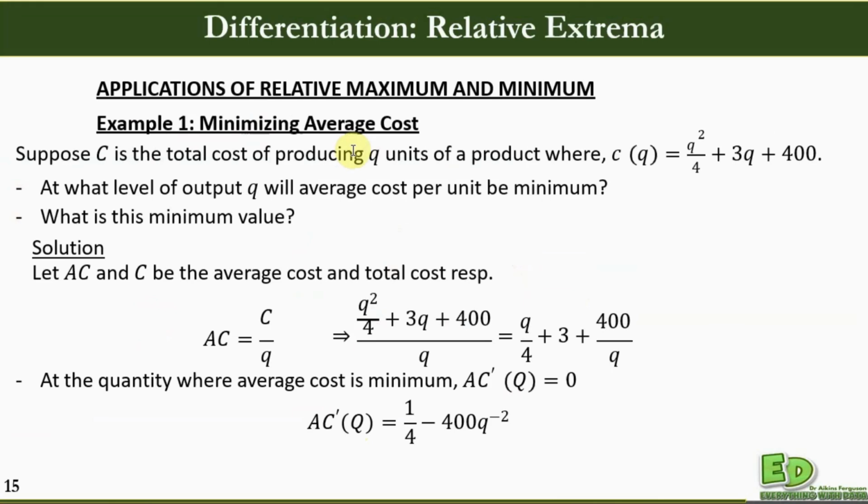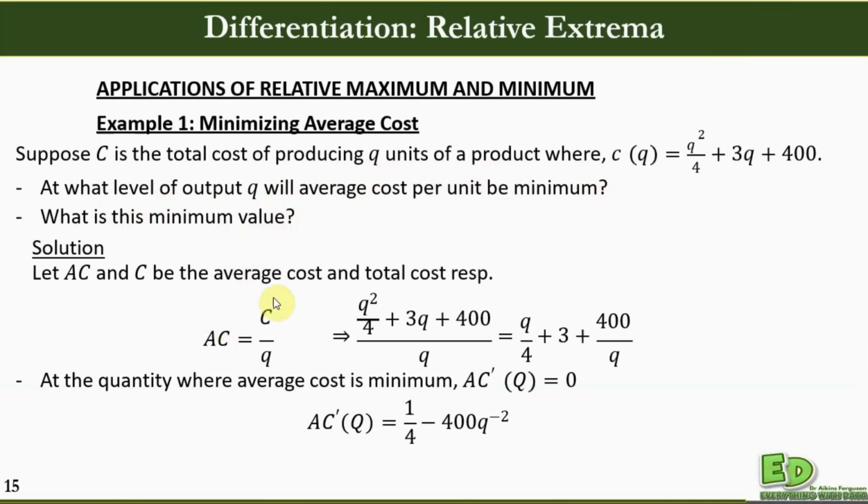Application of this relative maximum and minimum, right? So suppose C is the total cost function of Q units of a product. At what level of output Q will average cost per unit be minimum? And then what is the minimum value?